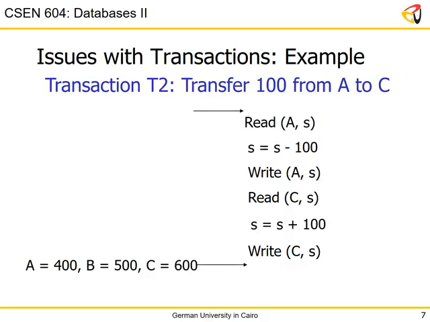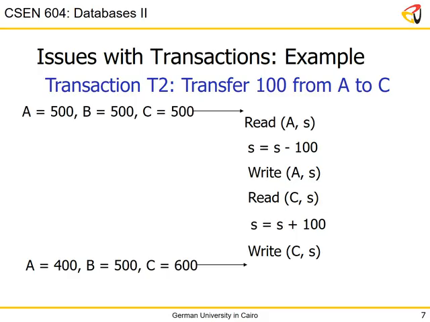Let's look at transaction 2. I will transfer 100 from A to C. So I will read A into S. I will subtract 100 from S. And then I will write S into A, and then read C into S, add 100 to S, and then write back S into C. Okay?